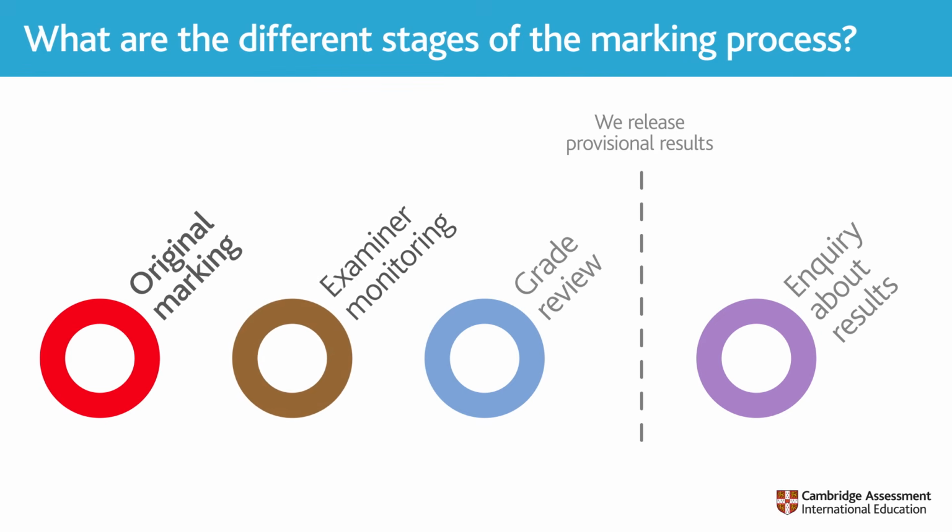Examiner monitoring is when an examiner's original marking is checked by a senior examiner during the marking period. A grade review happens after grading is complete and before results release. A candidate's work is remarked where we can see they are close to a grade threshold at syllabus level, and the grade is at risk for at least one other reason. Lastly, an inquiry about results is a review of the original marking of a portfolio of evidence after the release of provisional results.